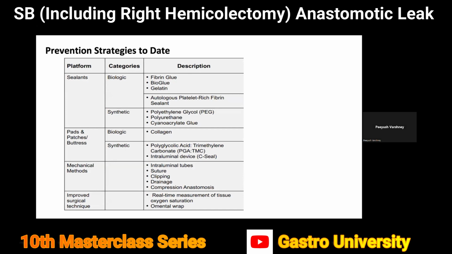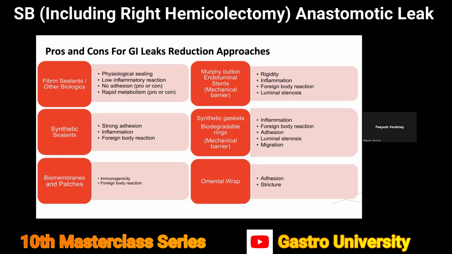Certain platforms like sealants, which can be biologic and synthetic, have been used. Patches, like biological patches from collagen, synthetic patches from polyglycolic acid, and intraluminal devices like C-seal, and mechanical methods like suture and clipping. All these methods have been used, along with improved surgical technique. Recently, Dr. Anshuman discussed indocyanine green and other methods such as omental wrap. So every strategy has pros and cons depending upon its property as well as the use.